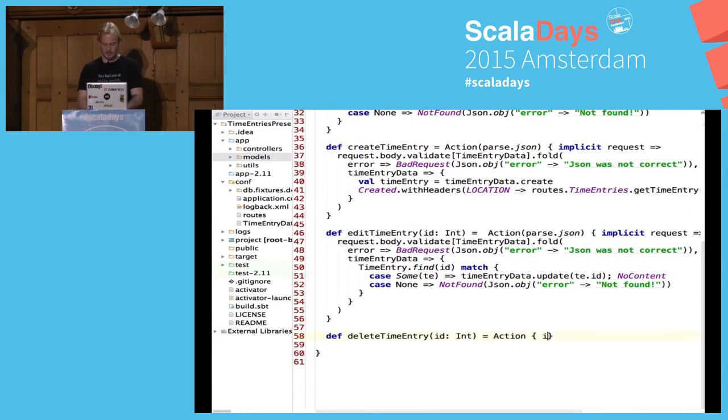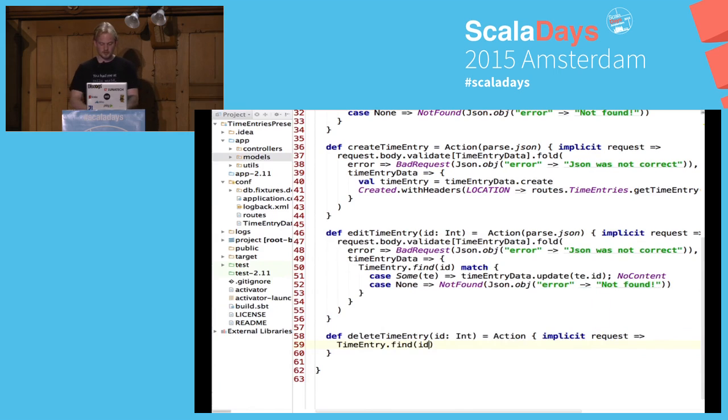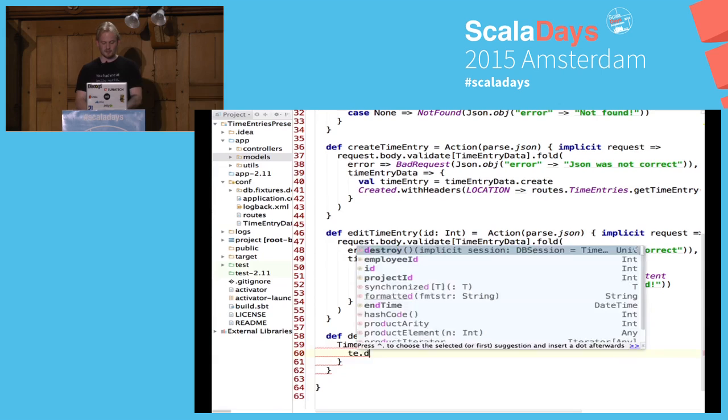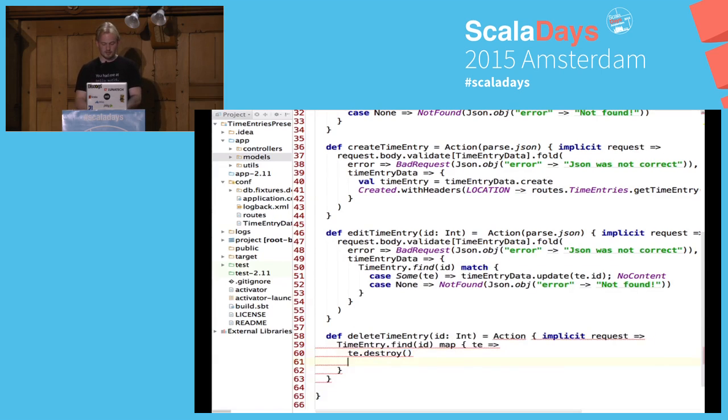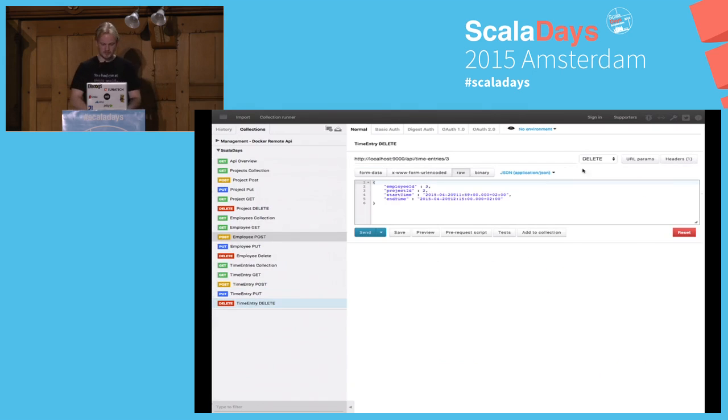Now you also want to delete time entries. So let's start off with the action and the implicit request again. First we want to find the time entry, so we use that ID, and since there are probably some people out here who don't like pattern matching that much, let's map over it. Then we can say the time entry and we can destroy it. Then we can give back a NoContent saying that everything went all right. And if it didn't get found, then we can do the getOrElse on the map and give back the NotFound again.